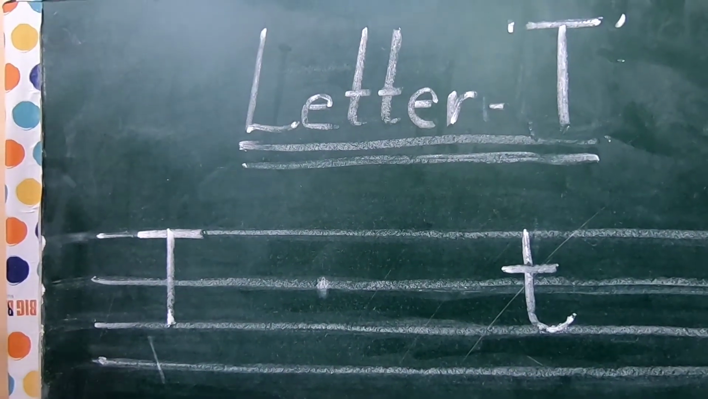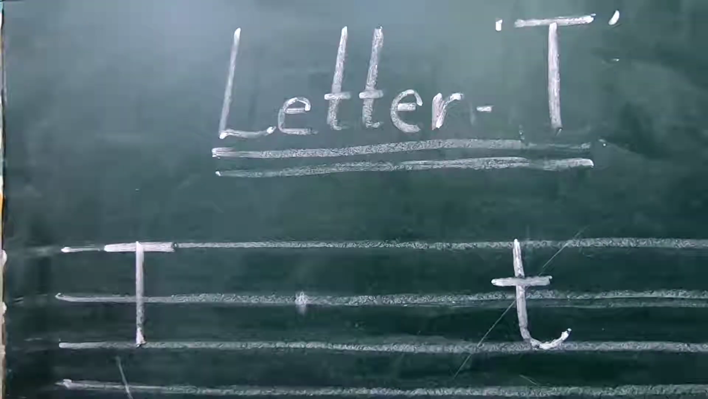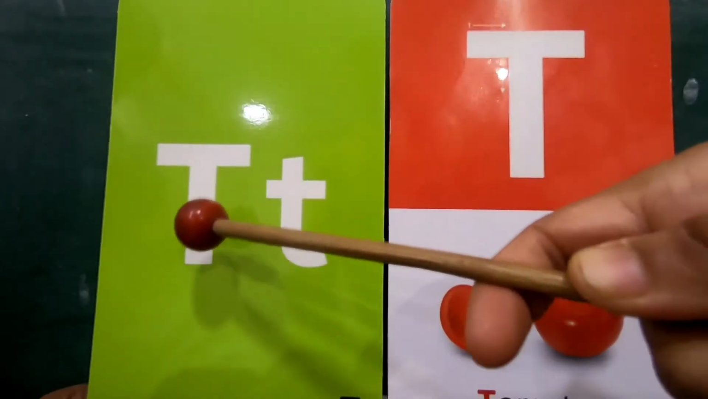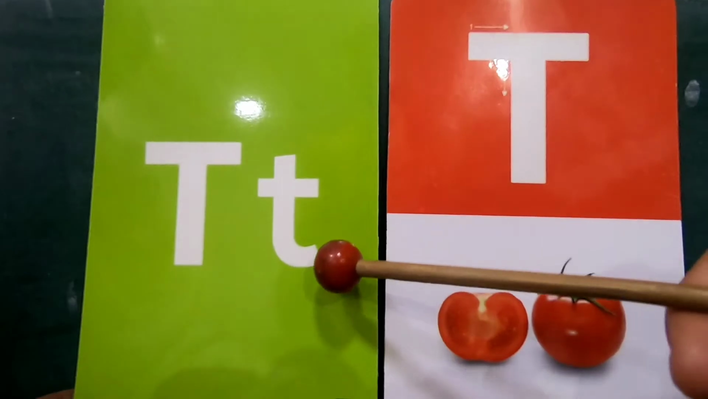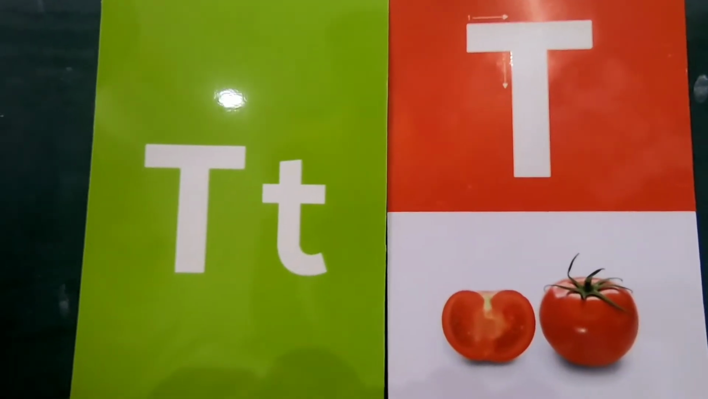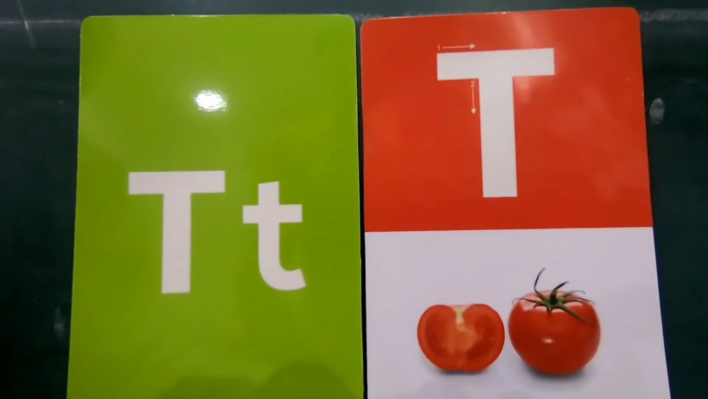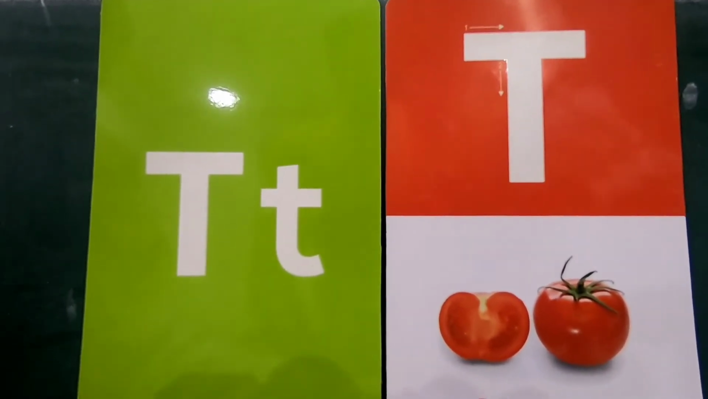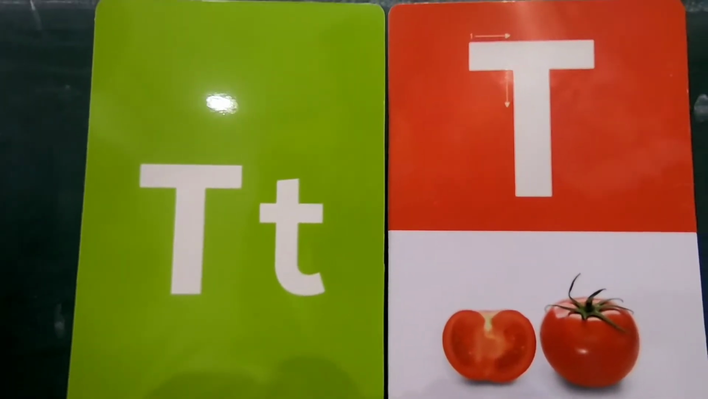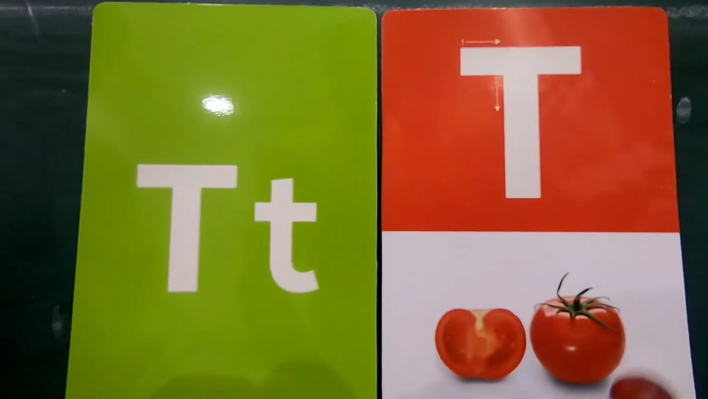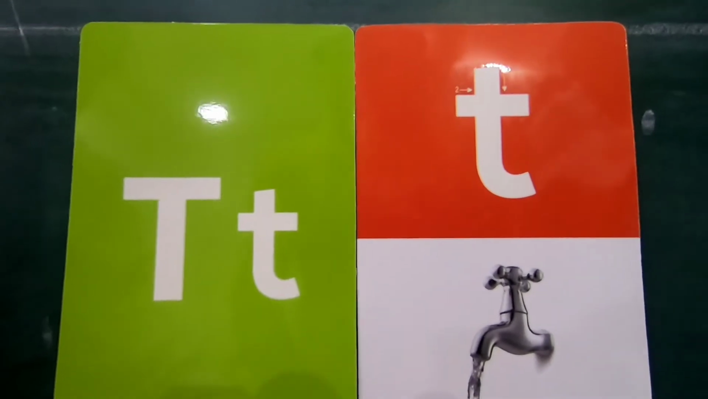Now practice the phonic sound of T. So this is capital T and this is small t. Now the phonic sound of T is T, T. Again repeating, T, T. So T for tomato, T for tap.